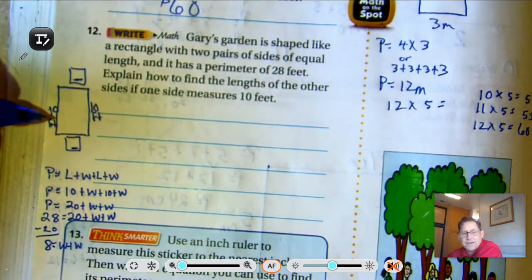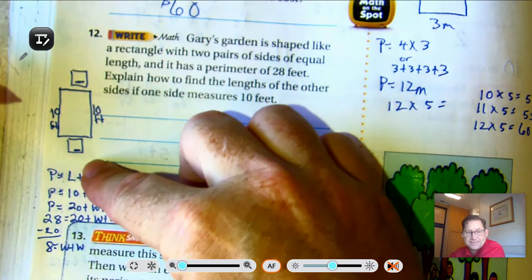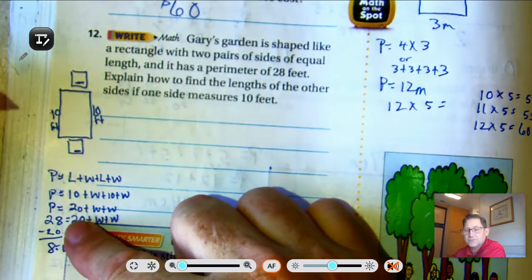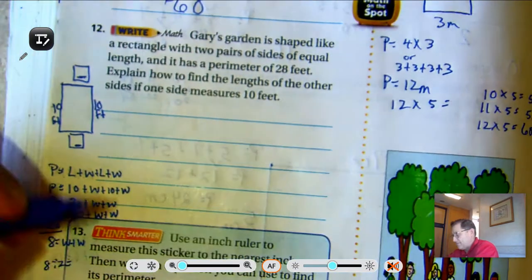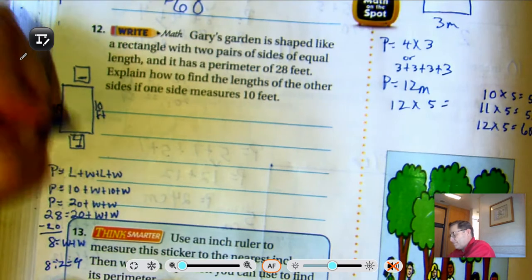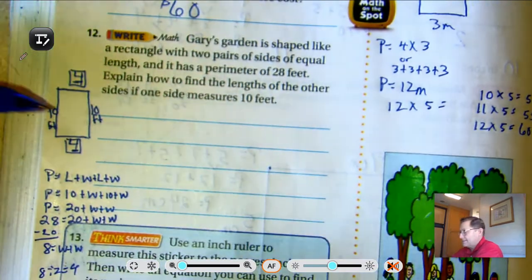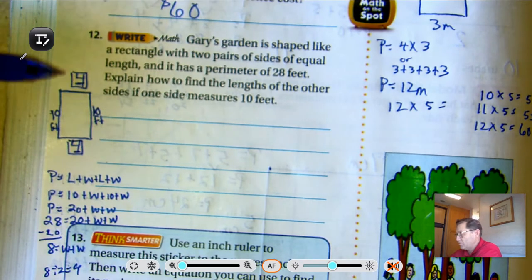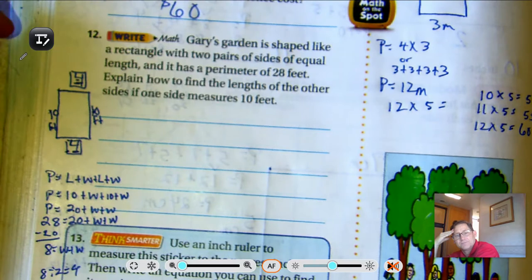Well, what's 8 divided by 2? I have to share this distance of 8 feet with two sides. So 8 divided by 2 is 4. Now, let's see if that would add up to 28. 10 and 10 is 20. 24, 28. Yes. Okay, so what did we do to figure this out?